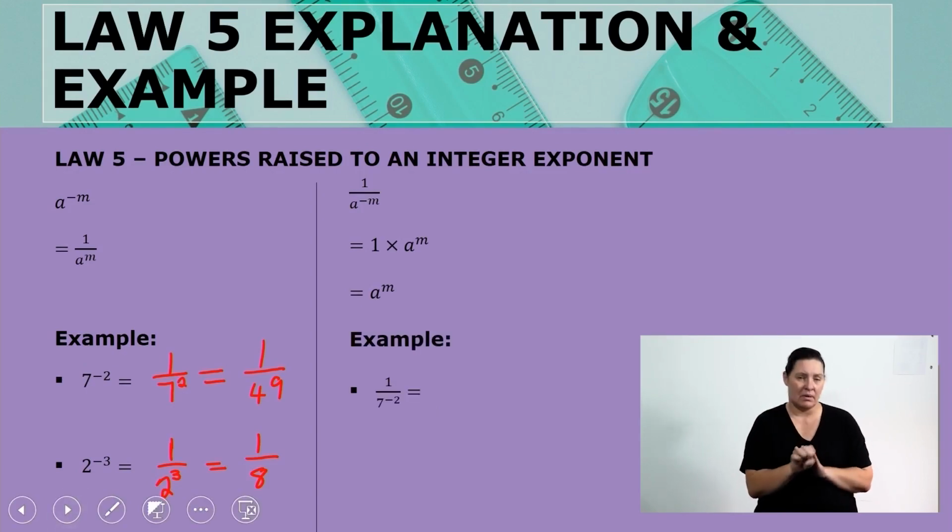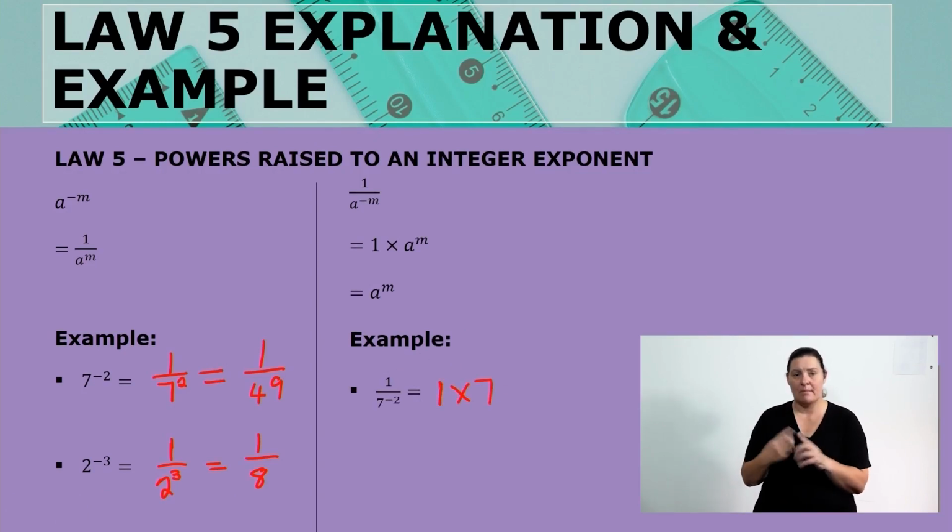An example of this, we have 1 divided by 7 to the exponent negative 2. We are going to take the 1 that is already there in the numerator, multiply it with this power, and the exponent now is no longer negative but becomes positive. So that is 1 multiplied by 7 squared. And that is just 1 multiplied by 49, and our answer is 49.